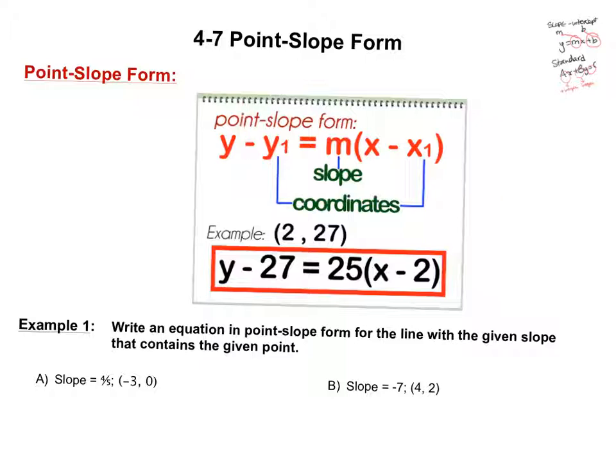So again, point, slope. When you see the word point, you should immediately think of the idea of a point, x comma y, x1, y1, and slope is m. So when you're given point and slope, you can use the point slope form to figure out the equation of the line.